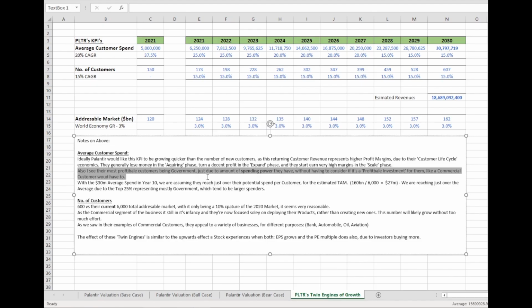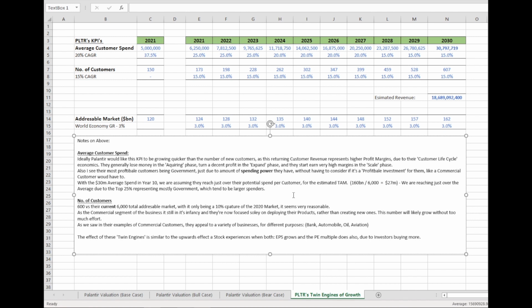I can also see their most profitable customers being government, just due to the amount of spending power that they have, without having to consider whether it's a profitable investment for them like a commercial customer would have to. They obviously do have budgets and things like that, albeit very big budgets for defense-related spending and security, but they don't have to look at it like a business would and say, what return on investment will we get from it here? So I see them being the most profitable customers for Palantir.